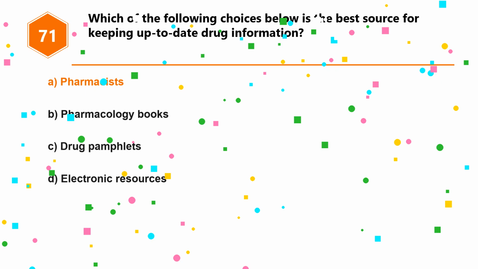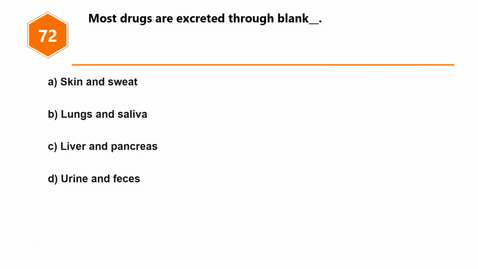The correct answer is option A, pharmacists. Question 72. Most drugs are excreted through blank blank. Option A, skin and sweat. Option B, lungs and saliva. Option C, liver and pancreas. Option D, urine and feces.